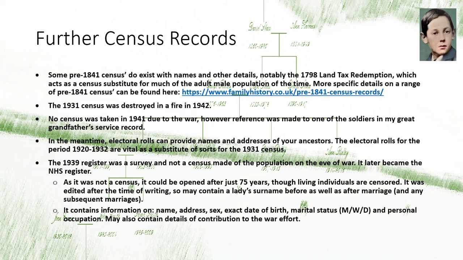So interesting, when we're in a position where come 2022 we'll have all the censuses from 1841 to 1921 plus the electoral rolls as a substitute for 1931 and the 1939 register as a substitute for 1941. So we'll pretty much have all the material up to 1941 that we need.